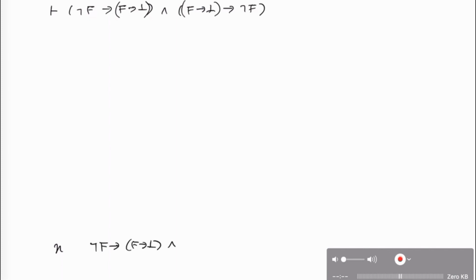So in this problem, you are given not f implies f implies bottom, and f implies bottom. Okay, so how do we prove this? Again, this has the form of... actually I already replaced the two-way implication with the conjunction of two one-way implications. So the last thing that we need to write here is the line that we wanted to prove.